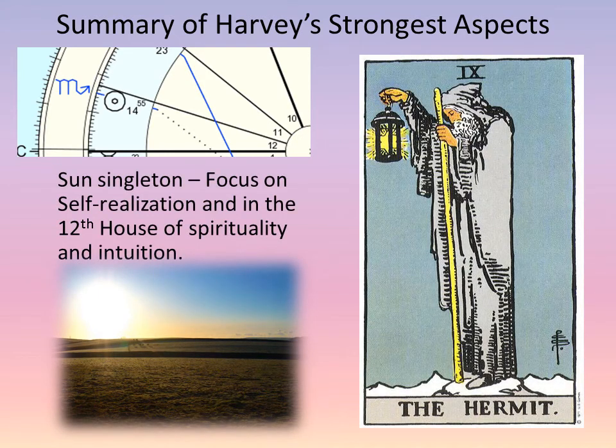Oh, right. So then there's also Sun, which is a singleton, meaning it had no aspects to any of the other planets. So it stands alone by itself, makes it very significant. It's Sun in Scorpio in the 12th house. So there's a focus on self-realization, in the 12th house of spirituality and intuition, as well as Scorpio of regeneration. So I think of him as his identity is very much in being kind of a spiritual retreat. That's very important for him. Probably will need to be out in nature to regenerate.